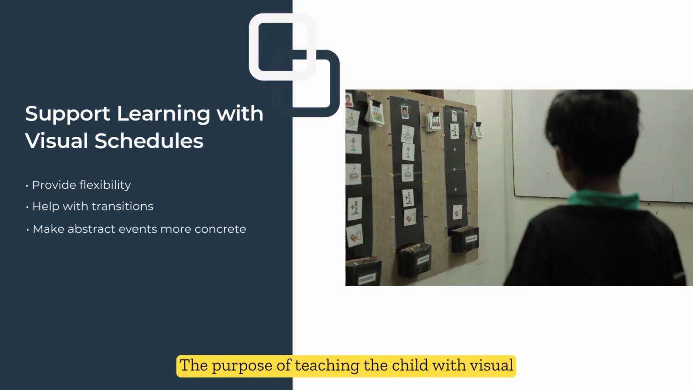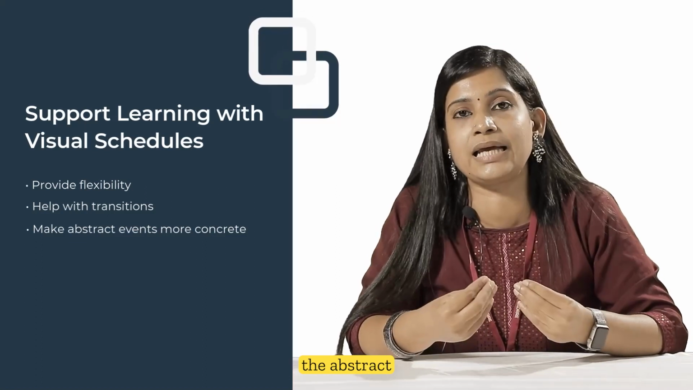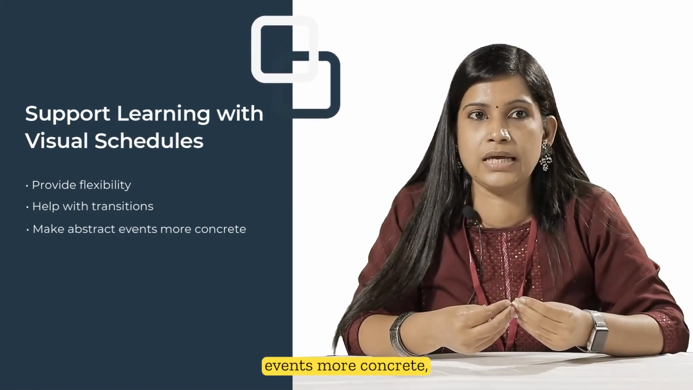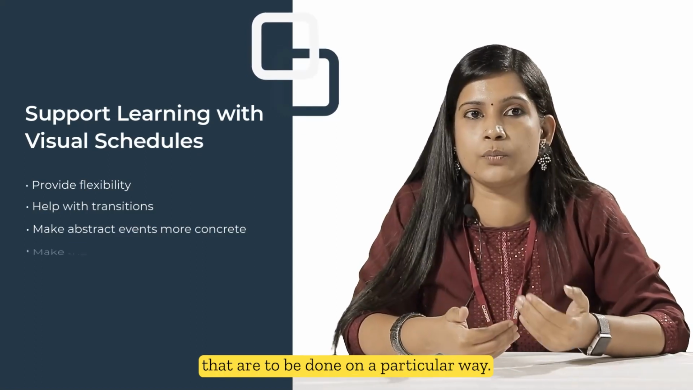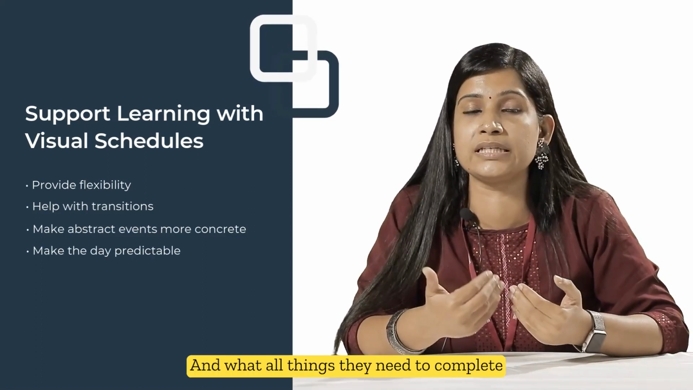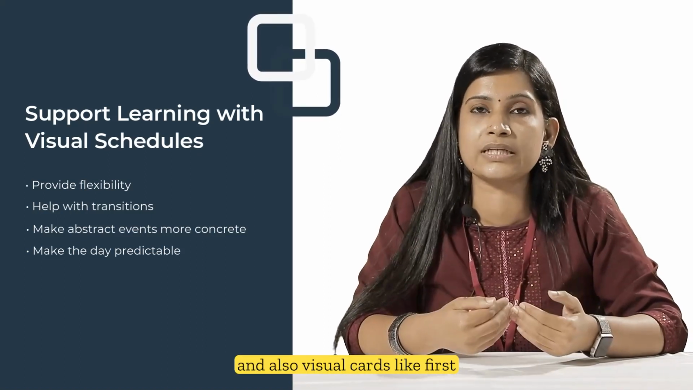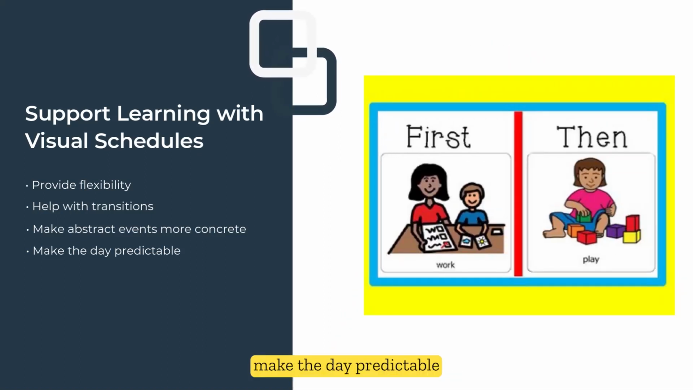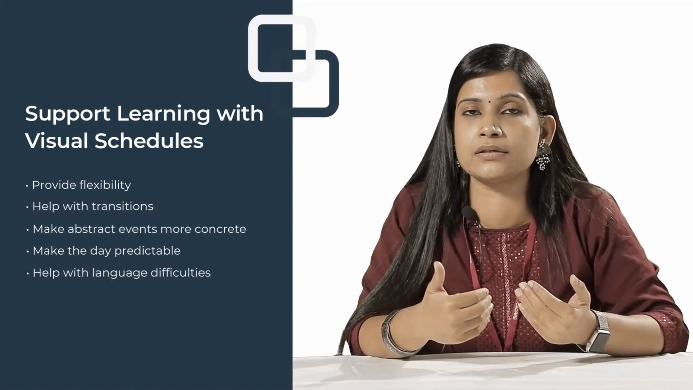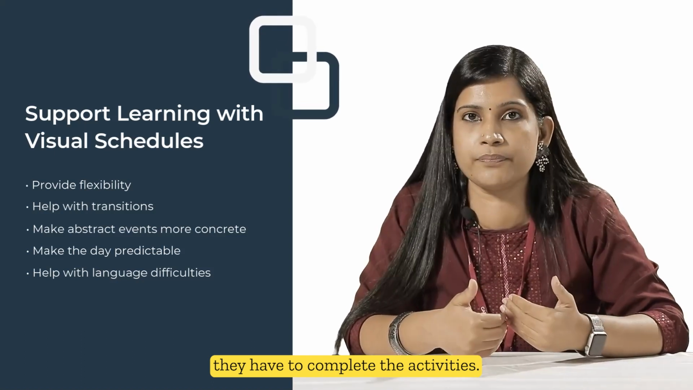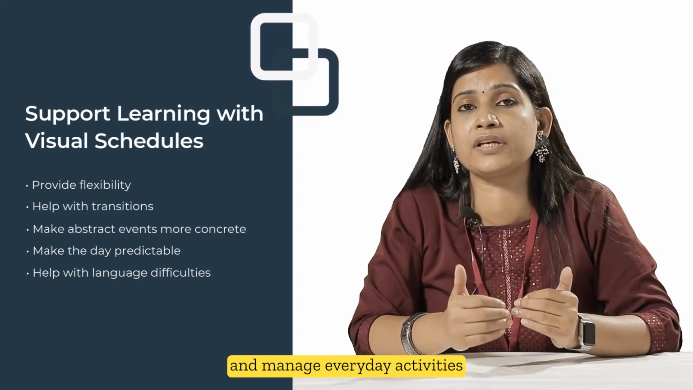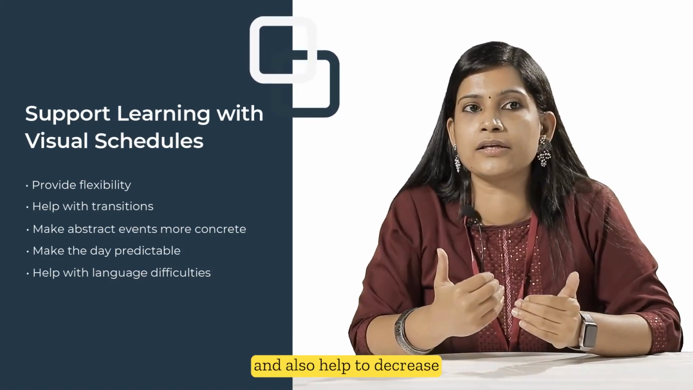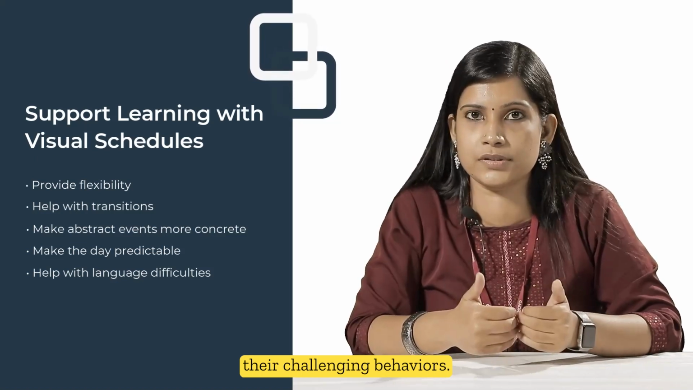The purpose of teaching the child with a visual schedule is to make abstract events more concrete. And this will help the child to be aware of the activities that are to be done in a particular way and what all things they need to complete. And also visual cards like first and then cards make the day predictable, and will help the children to know the pattern in which they have to complete the activities. Usage of visual support can help you and your child to communicate and manage everyday activities in a positive way and also help to decrease their challenging behaviors.